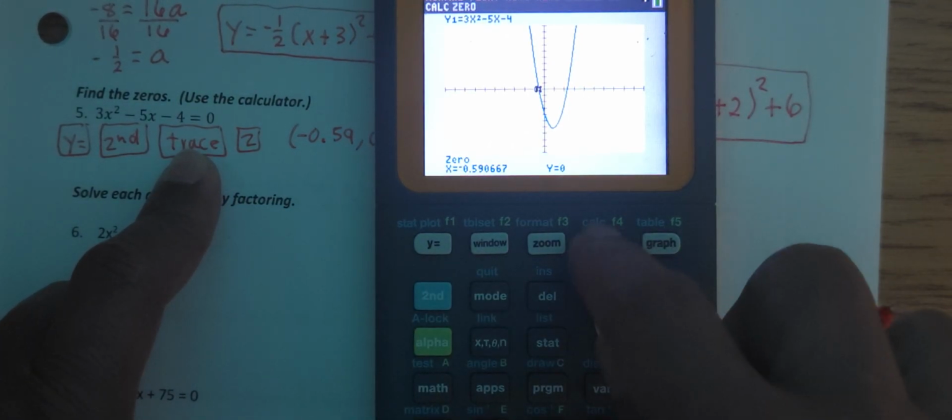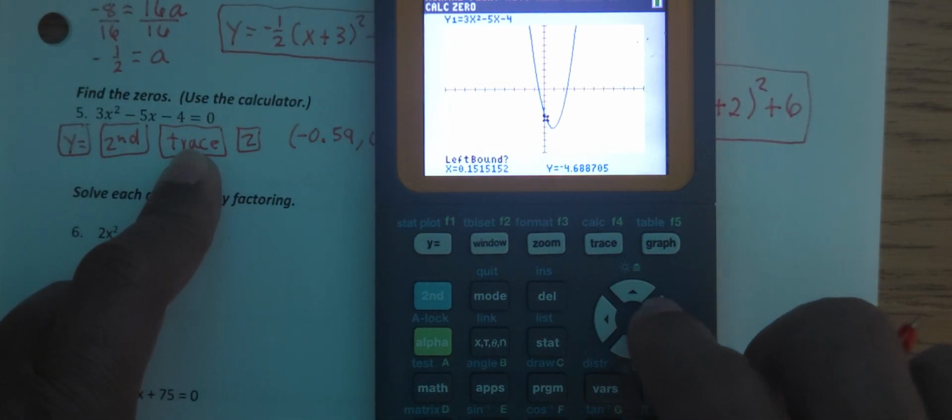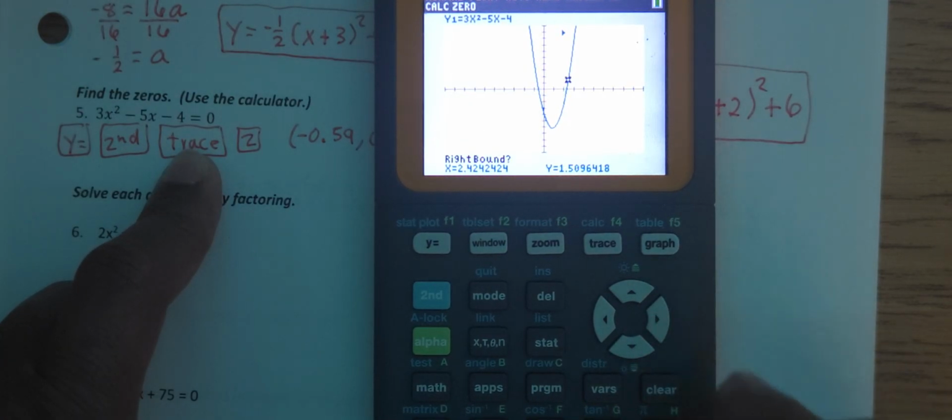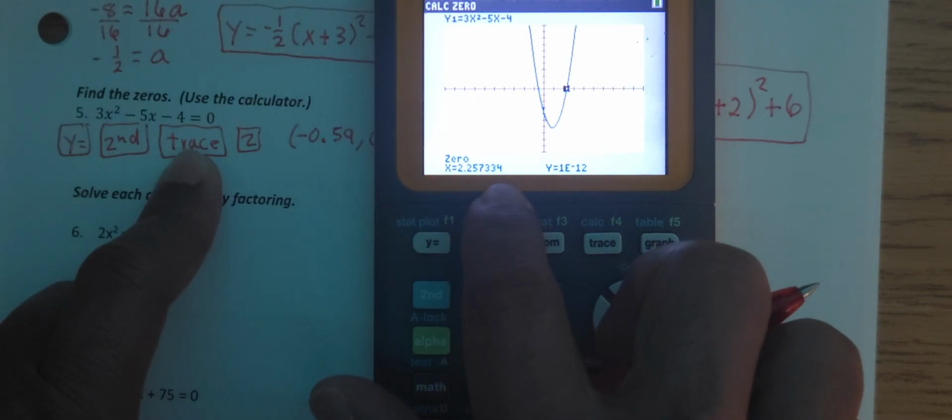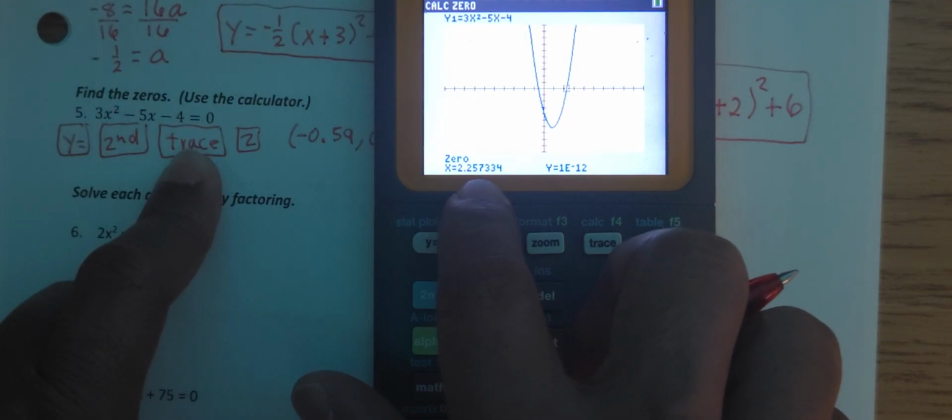And the other point of intersection, let's get that one. So second trace 2 again. But now let's get to the other intersection. So when we're below the x-axis, press enter and then get above it and press enter again. And it gives us 2.257. So I'm going to round that 5 to a 6.